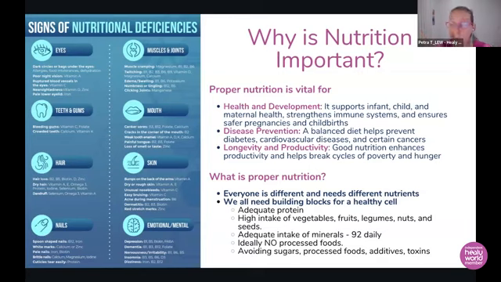So first of all, proper nutrition is vital for health and development, disease prevention, longevity and productivity. Why am I saying that? This involves the DNA from last week, and I've intentionally put bioenergetic vitalization before the digital nutrition because they connect to each other.